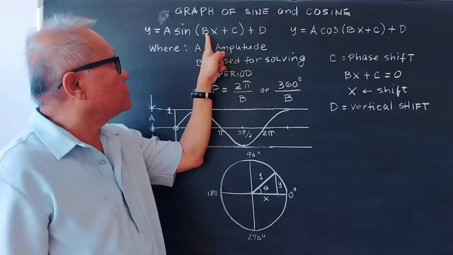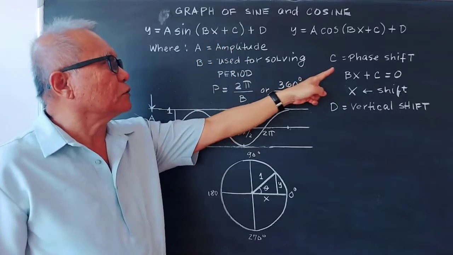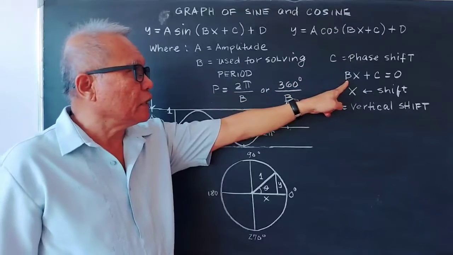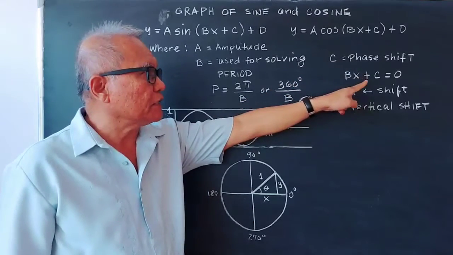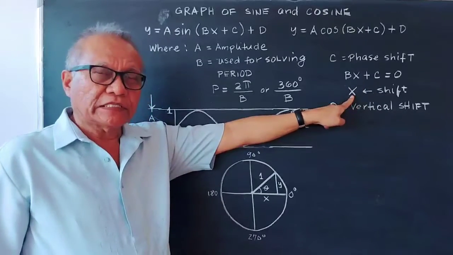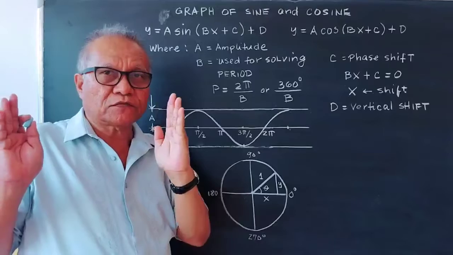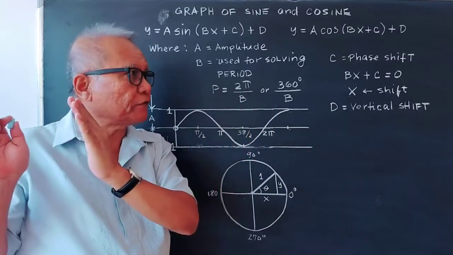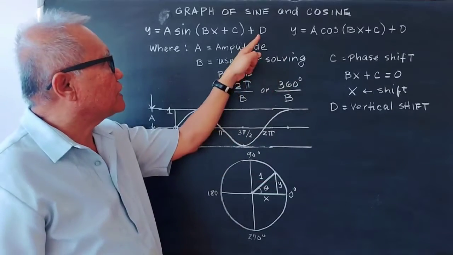Now, what is this bx plus c? That one is the phase shift, meaning we have the bx plus c and we are going to solve for the x. That will tell us if we are going to shift our graph to the right or to the left.